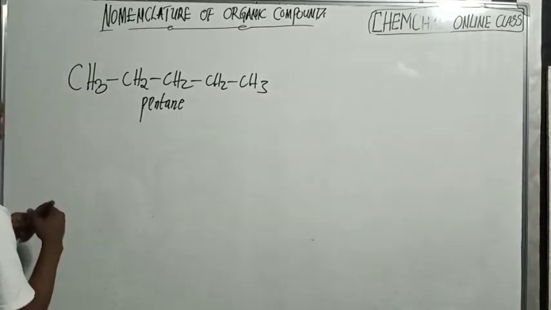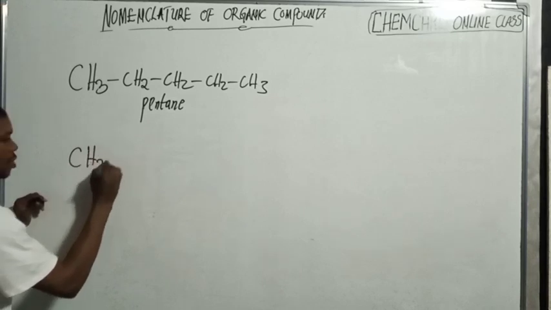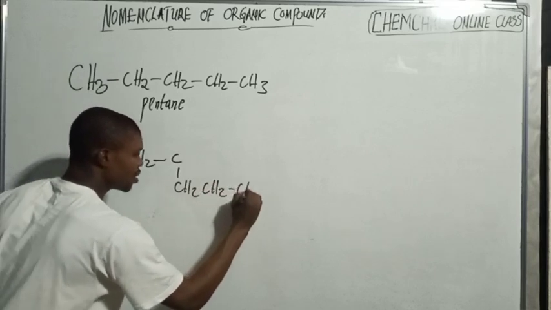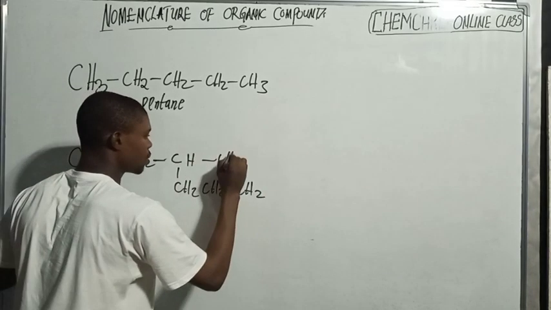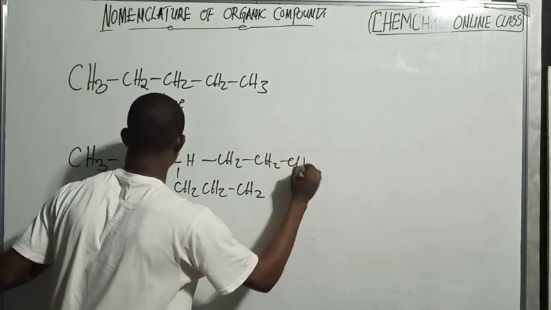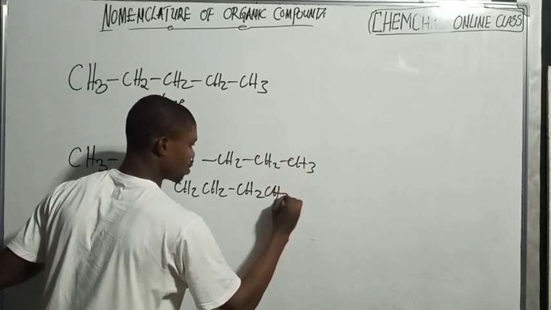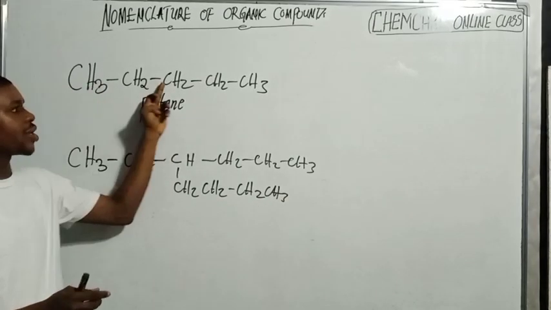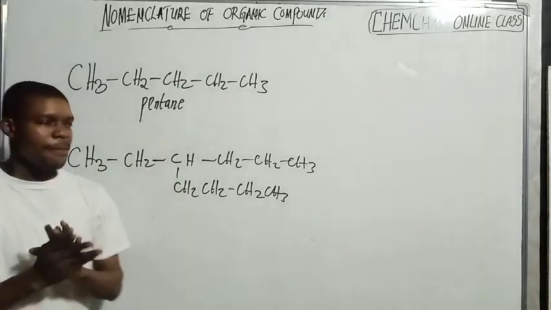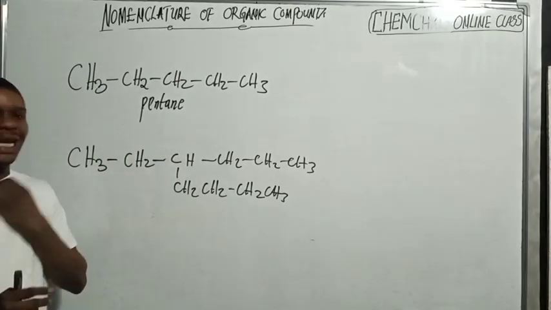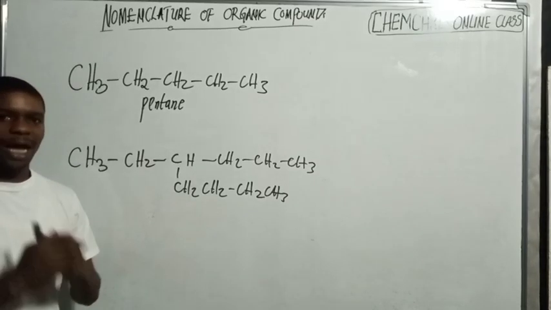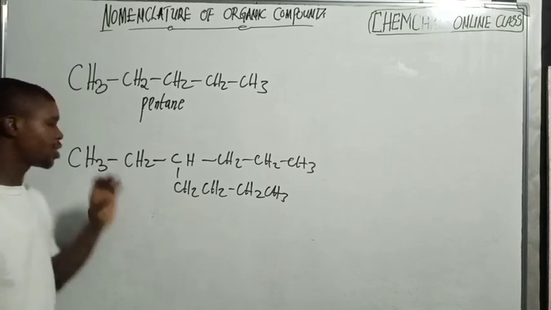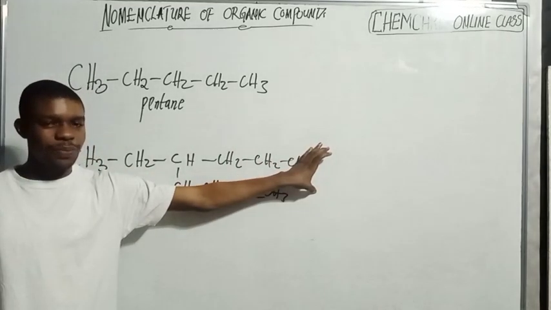Now, for example, here we have this one: CH3, CH2, C, CH2, CH2, CH2. Now, let's look at this compound here. Remember 1, 2, 3, 4, 5 is pentane, right? Now, how do we name this compound? The rule says take the longest continuous carbon chain. When students see this kind of structure, the first thing they will do is take from here to here, which is going to be wrong.